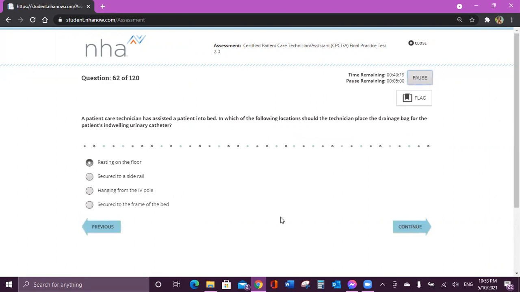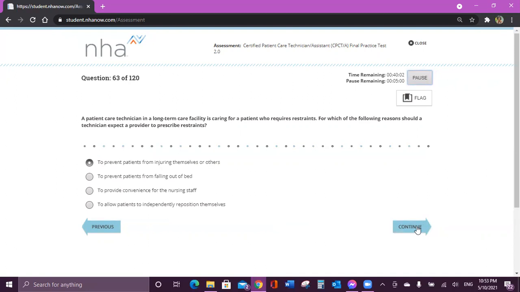A patient care technician is assisting a patient into bed. In which of the following locations should the technician place the draining bag? Oh, esa fue. In the floor. Ah, pues eso fue, okay.